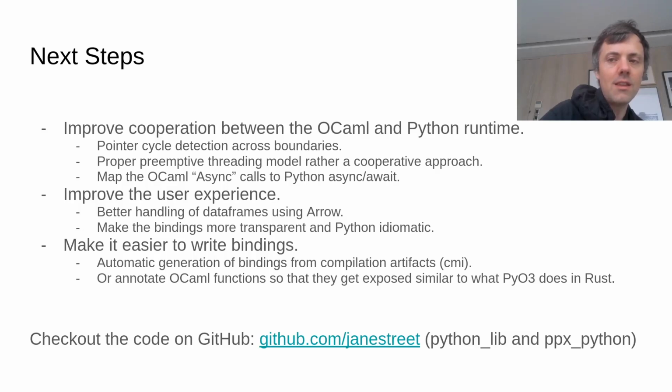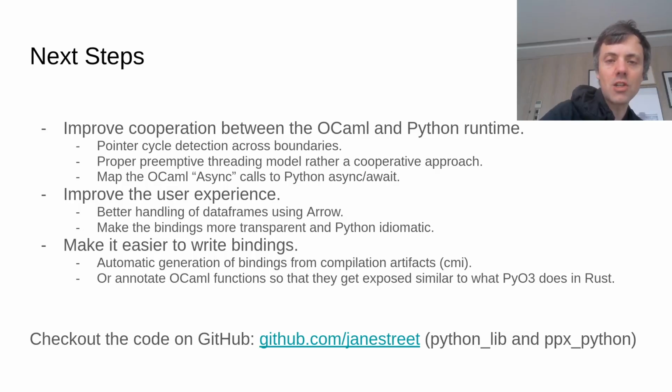Ideally, we would even be able to map the deferred values from OCaml Async to the equivalent Python values, which is the async await syntax. That would be fairly neat, because this way a Python user could decide in their notebook to trigger an OCaml computation. They would immediately get the control back, be able to work on other stuff, and at some point check back the results of the computation, or pipe the computation to another function and get a deferred for the next stage of this computation.